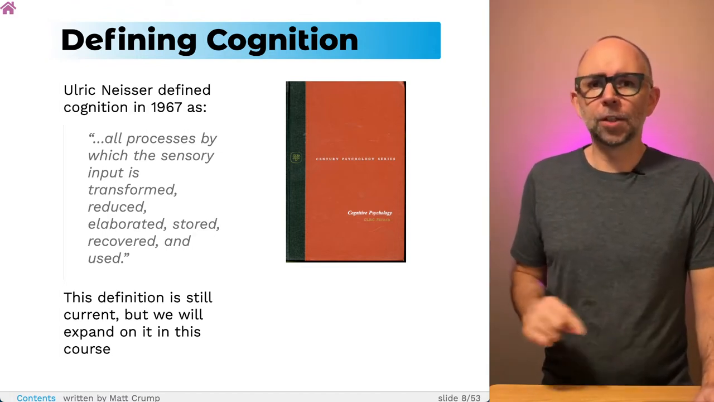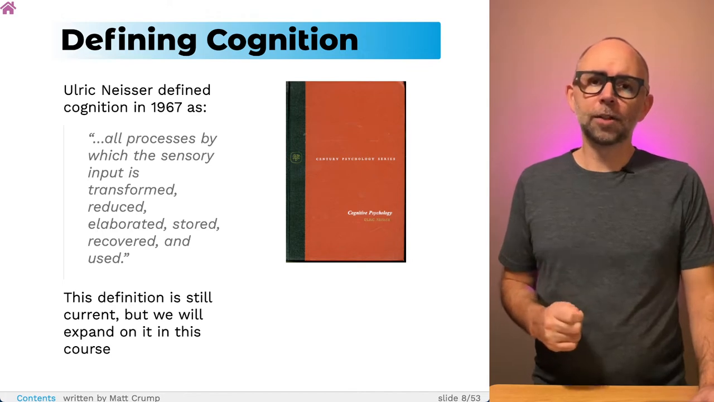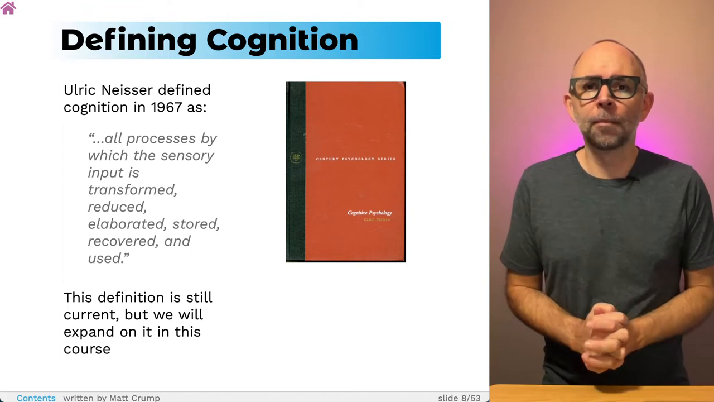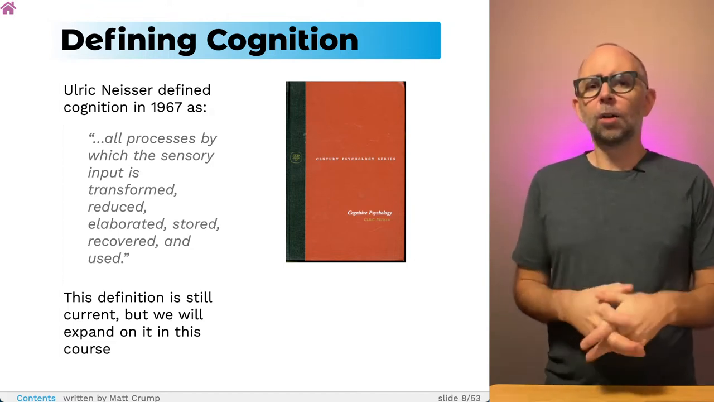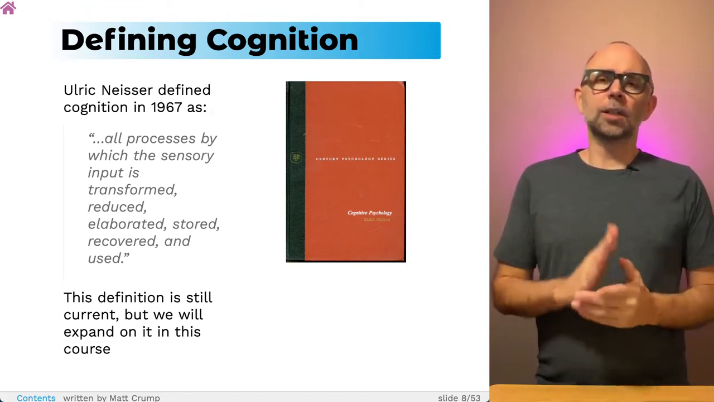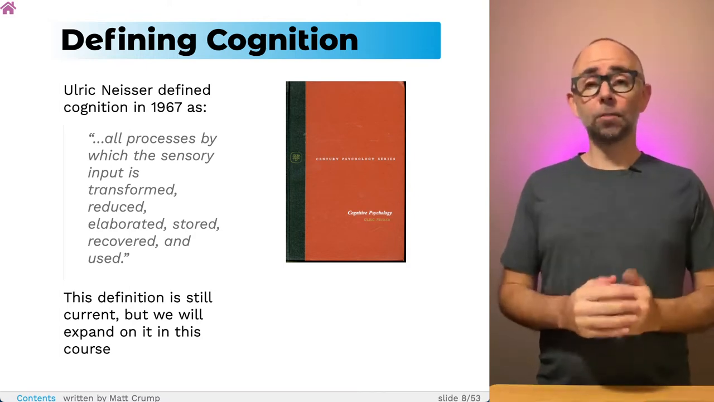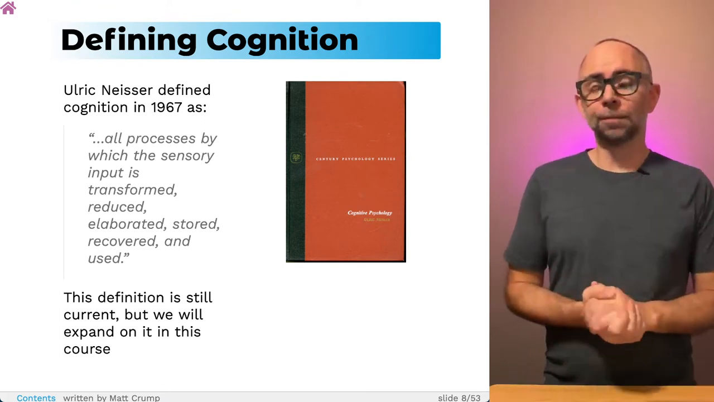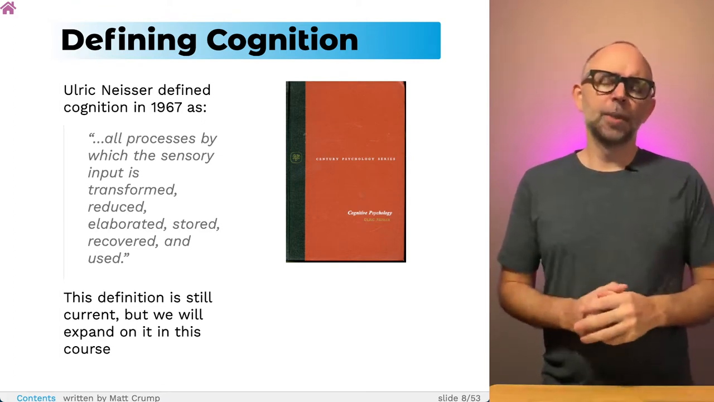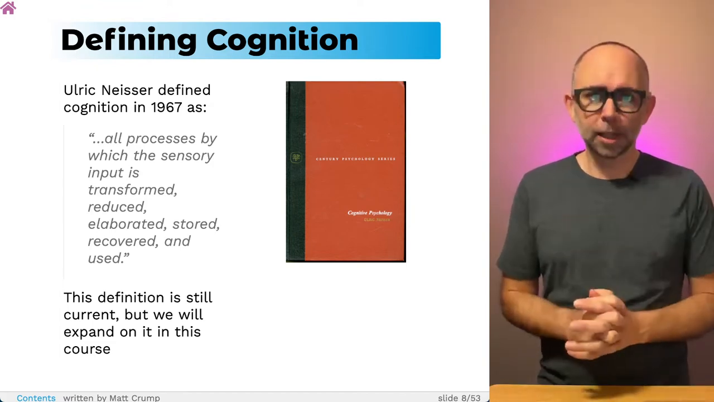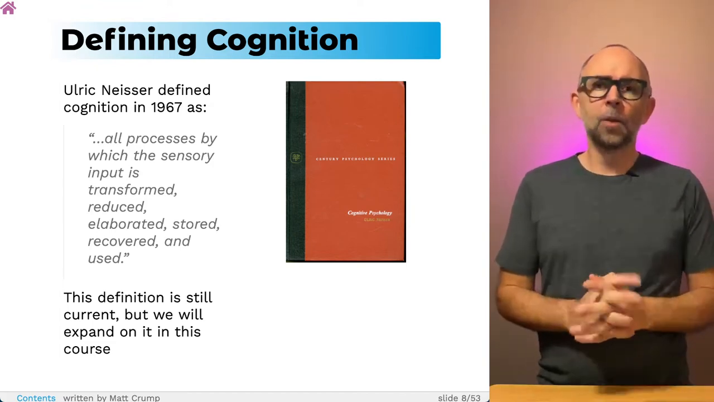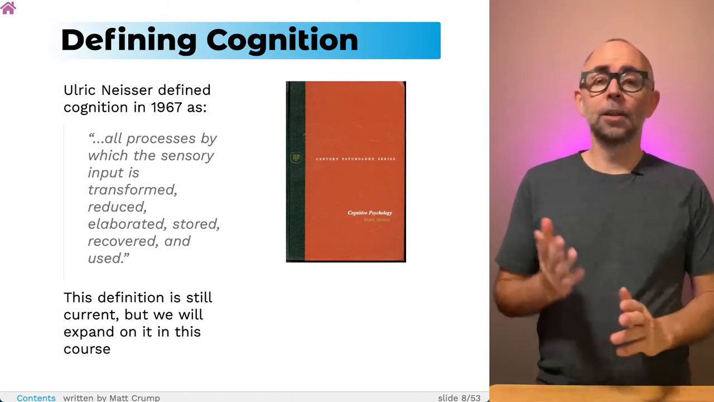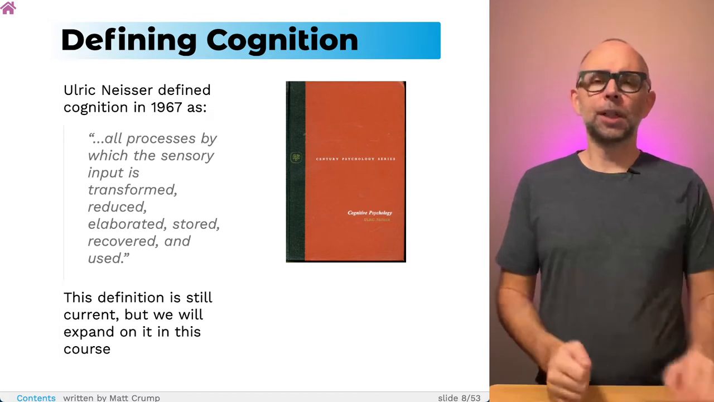Here's an early definition from Ulrich Neisser, a cognitive psychologist who wrote a textbook called Cognitive Psychology in 1967. So he defined cognition as all of the processes by which the sensory input is transformed, reduced, elaborated, stored, recovered, and used. This definition is a kind of information processing definition of cognition. We'll talk about the information processing tradition later on in the course. This definition is still current, and we will expand on it in the course.